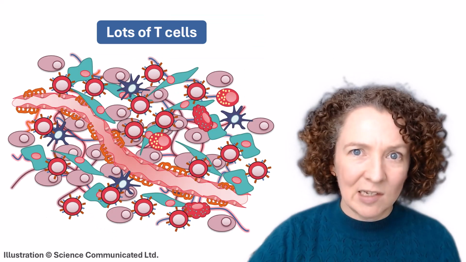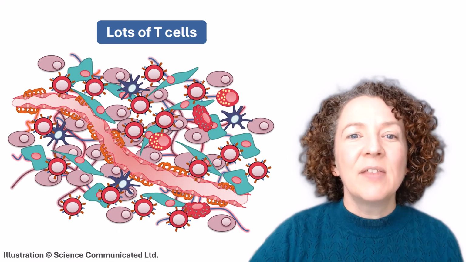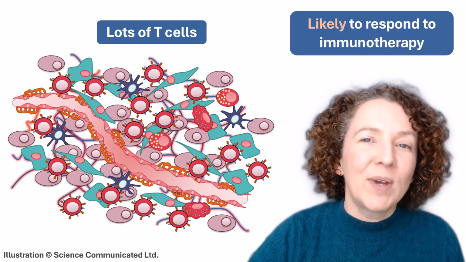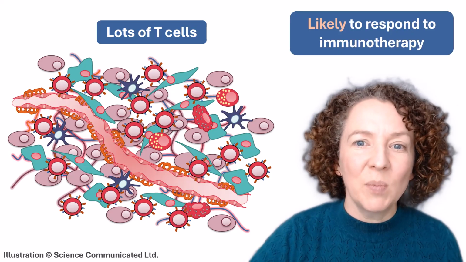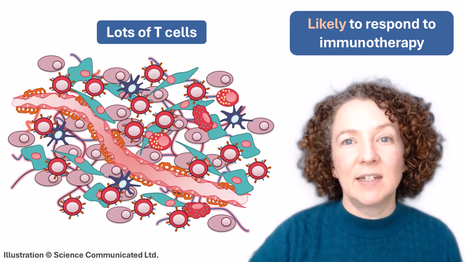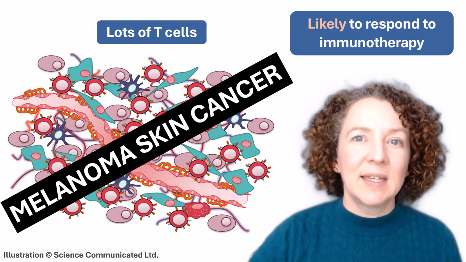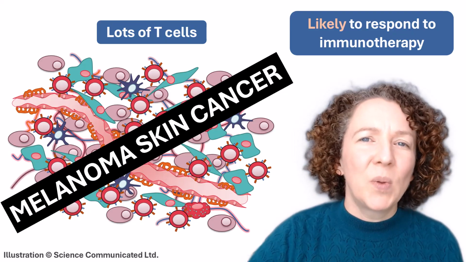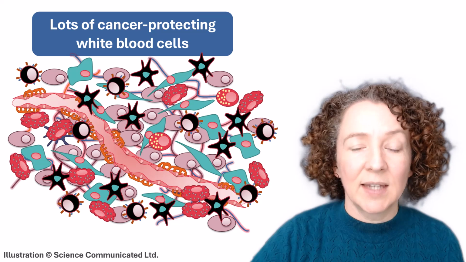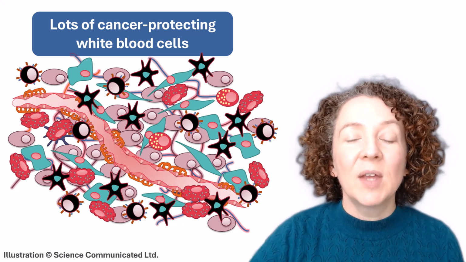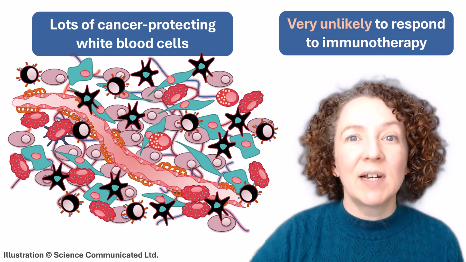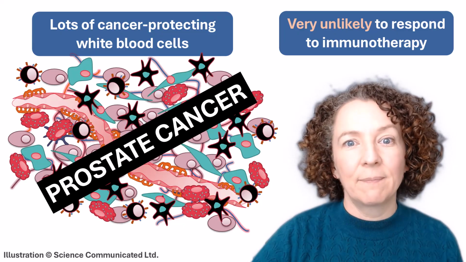If a tumour contains lots of T-cell white blood cells, then it's a sign that the person's immune system is trying to fight back. If we help the immune system with immunotherapy, a treatment that boosts some white blood cells, that can be really effective. A good example here is melanoma skin cancer. But if there are no T cells and instead there are lots of cancer protecting and cancer helping white blood cells, then immunotherapy probably isn't the best option for the patient. And that's generally the situation in prostate cancer.